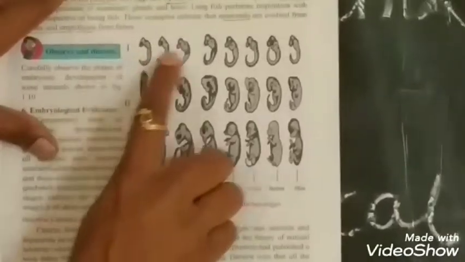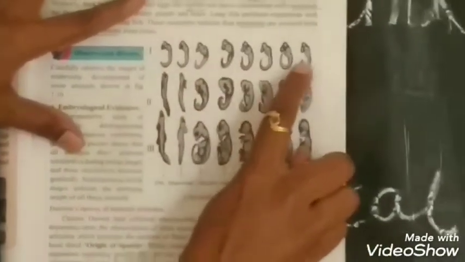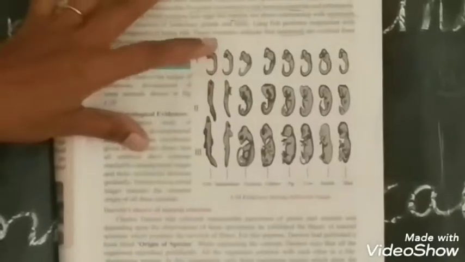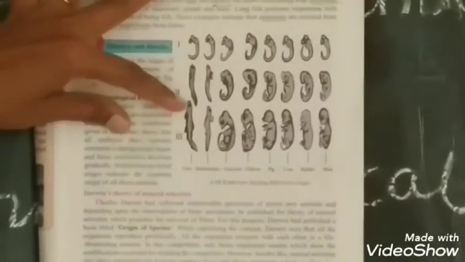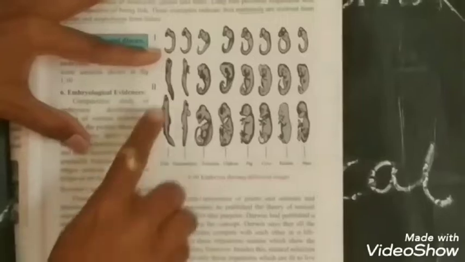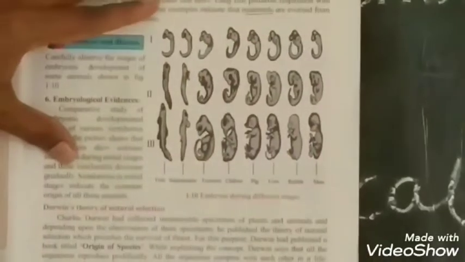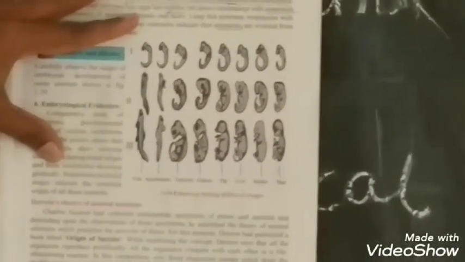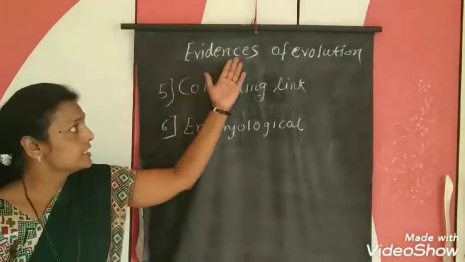When we observe the first stage, all the embryos of all these animals are showing similarities. And in the second, they have now started differentiating a little bit. And in the third stage, they are more differentiated and showing the particular characters of the respective animals. Similarities in initial stages indicate that the ancestor of all of these is one. And the common origin of all these animals is proved by observing all these stages. So here we finish evidences of evolution.